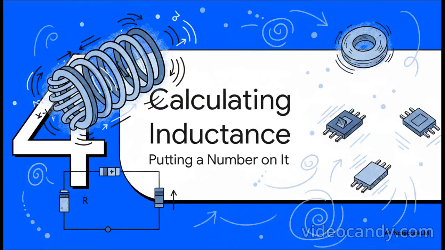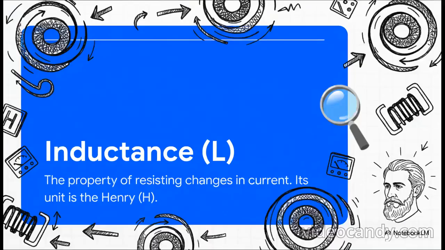So we know an inductor's ability to resist change depends on how it's built. But how do we actually measure that? How do we put a number on that ability? Well, that property is called inductance, and we use the letter L for it, like we saw in the equation. It's measured in a unit called the Henry. So 1 Henry is just the amount of inductance that gives you 1 volt of pushback when the current is changing at a rate of 1 amp per second.